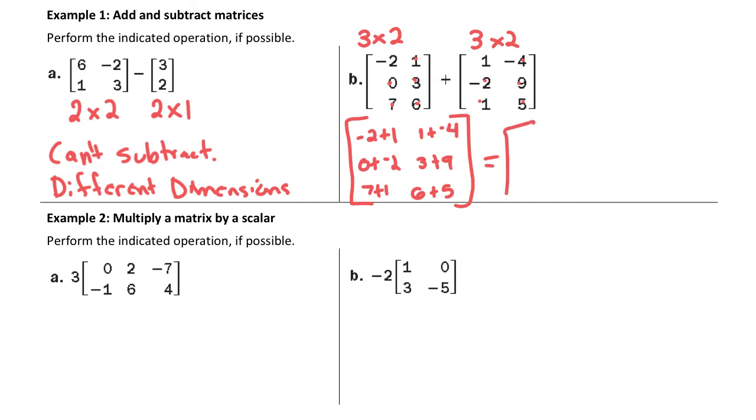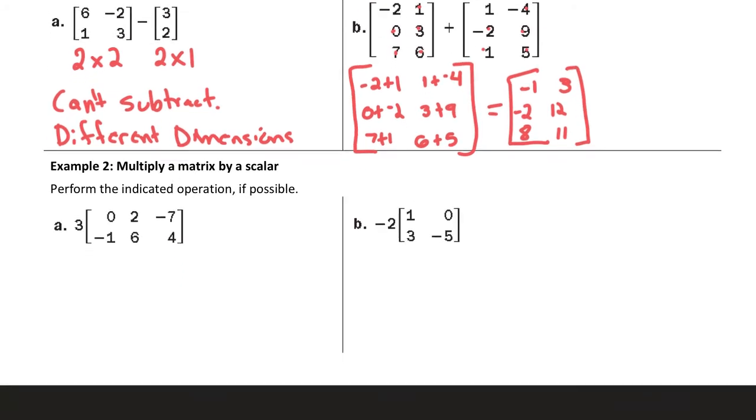So my top row is going to be -1 and -3. My second row is -2 and 12. And then my bottom row is 8 and 11. Okay? So I had a 3 by 2 and a 3 by 2. My result was a 3 by 2 matrix. Okay?